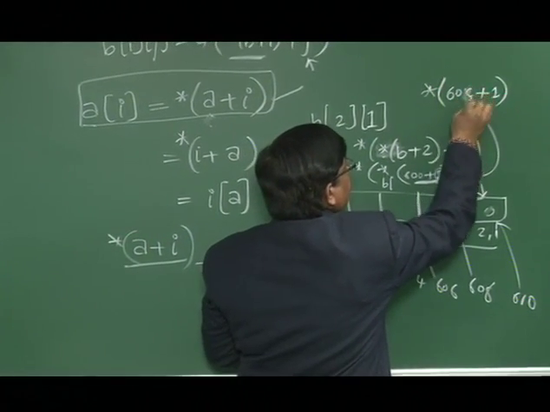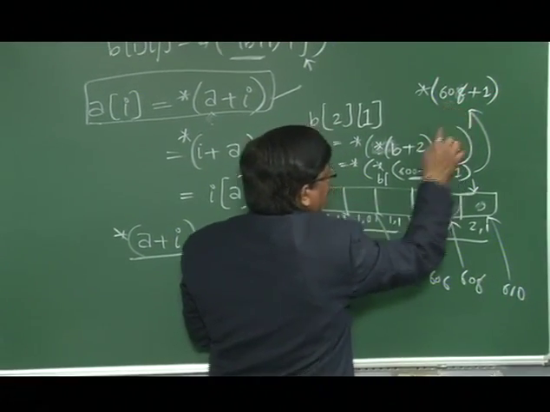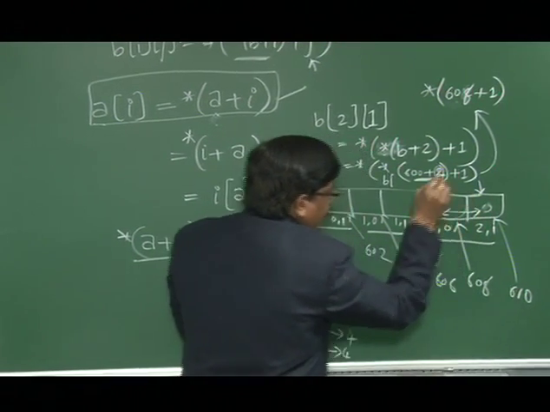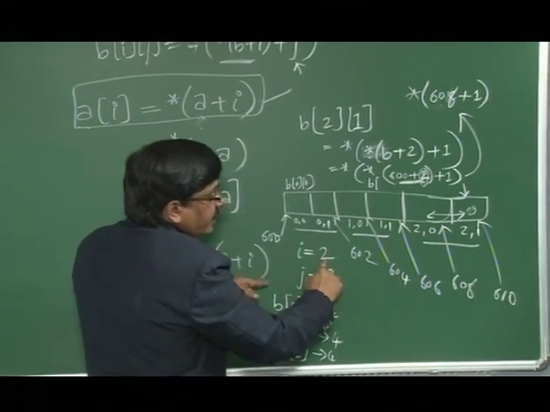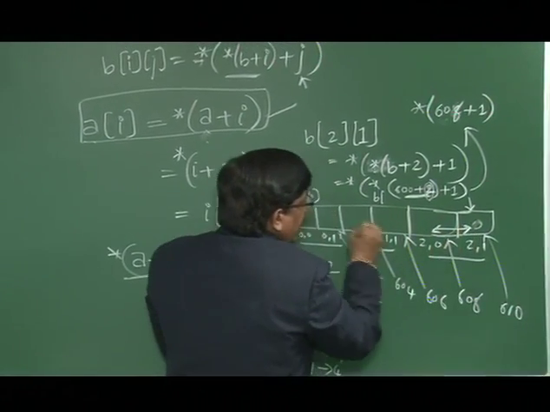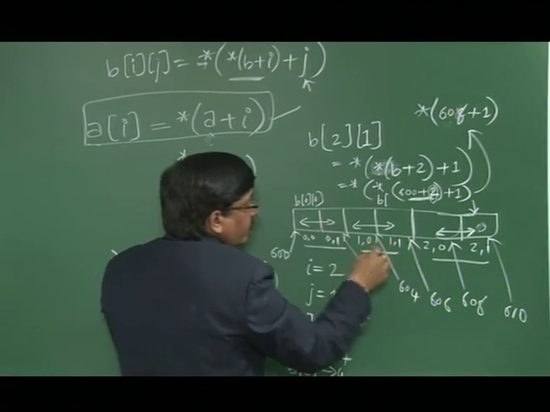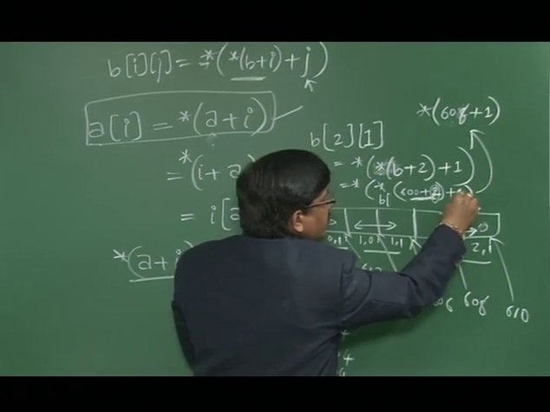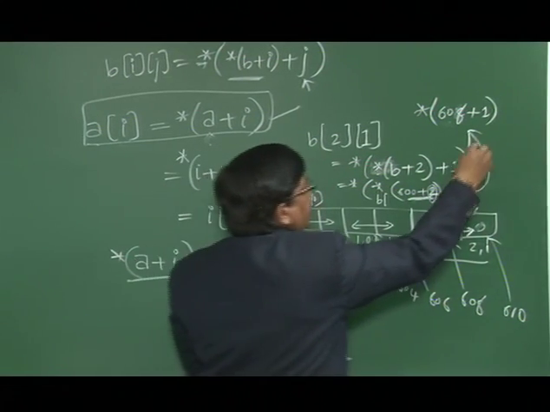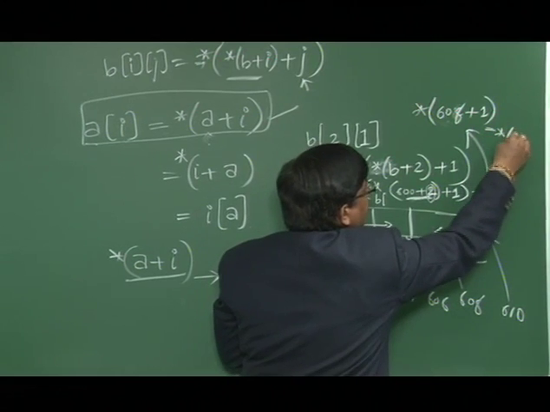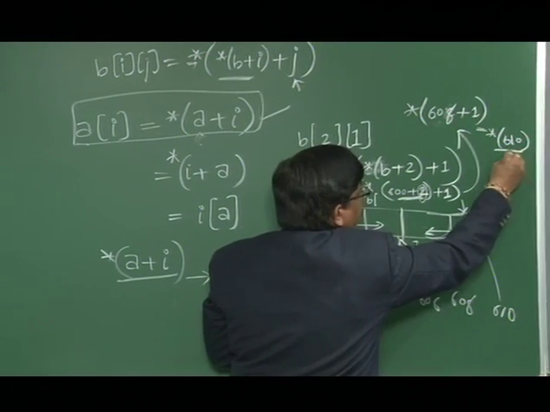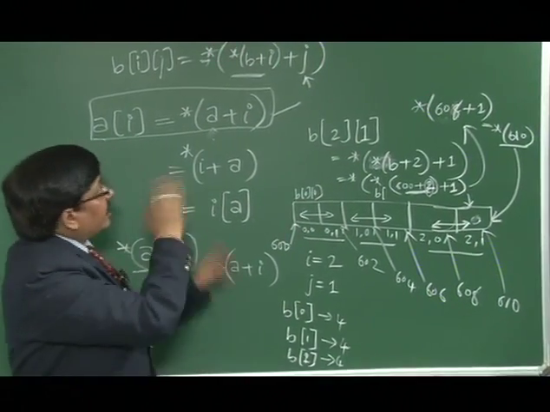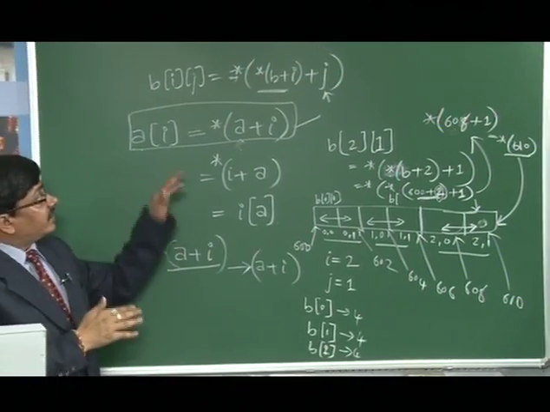So 608 is the starting address for the second row. When i is equal to 2, this is the second row, this is the first row, and this is the 0th row. Then plus 1 means each element takes 2 bytes, so this is the same as the value at address 610. When I go for the value at address 610, I will be accessing this particular element. This is how pointers deal with 2-dimensional arrays.